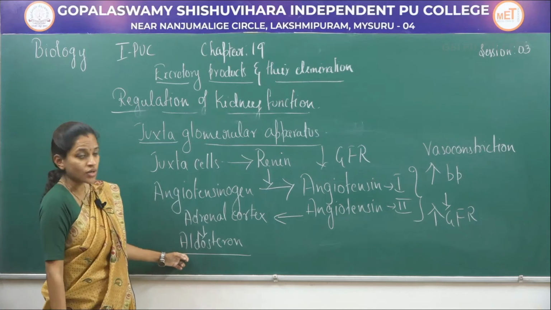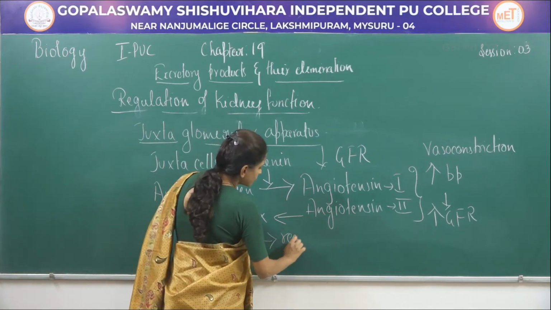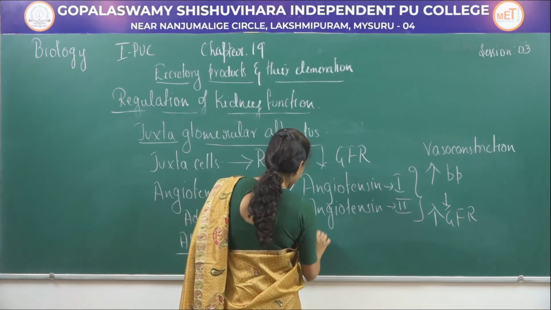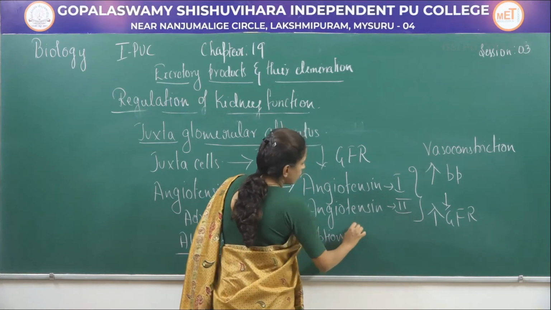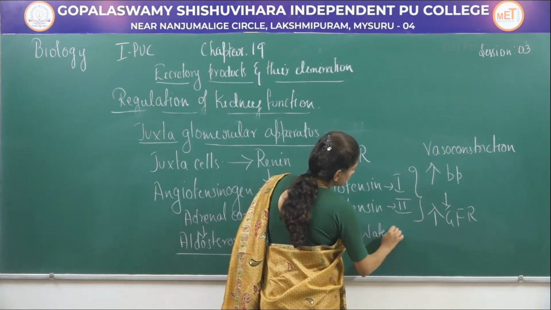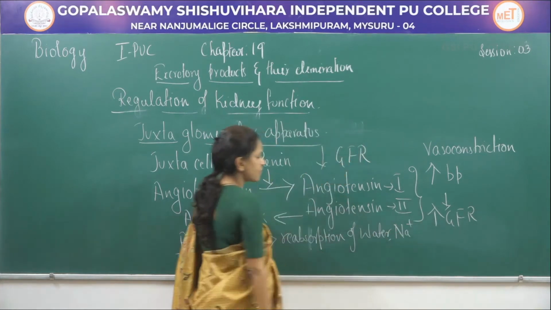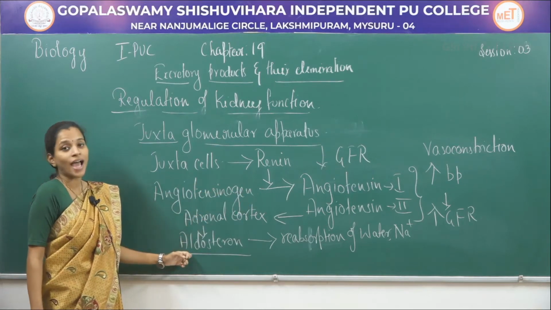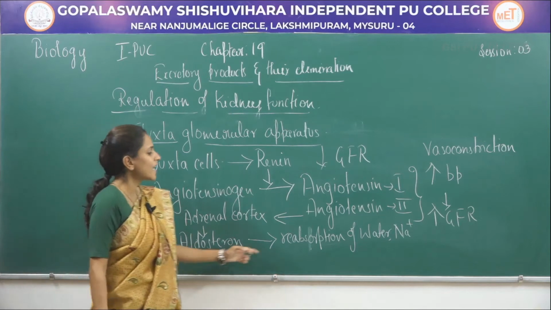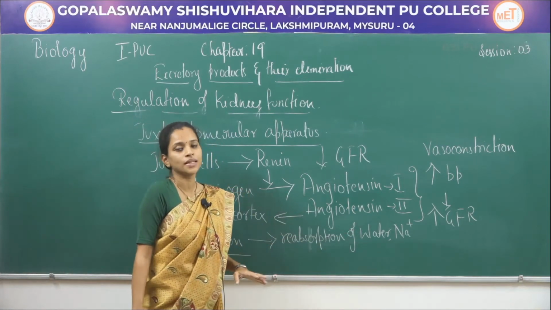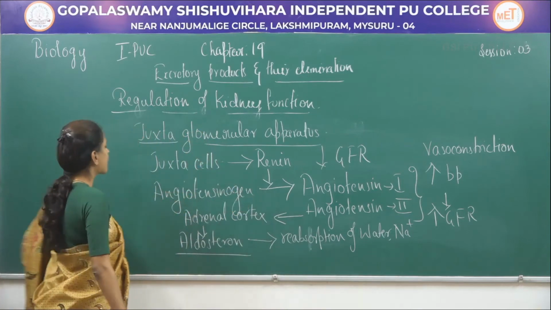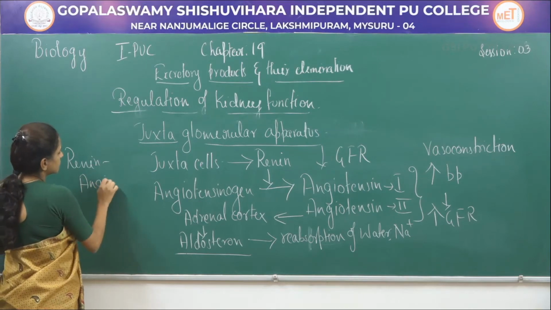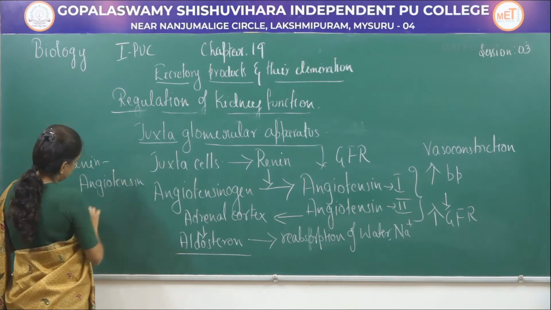This aldosterone helps in reabsorption of water and Na+. So angiotensin 2 acts on the adrenal cortex and activates the hormone aldosterone, which helps in reabsorption of water as well as sodium in the kidney. Altogether, this mechanism is termed the renin-angiotensin mechanism.